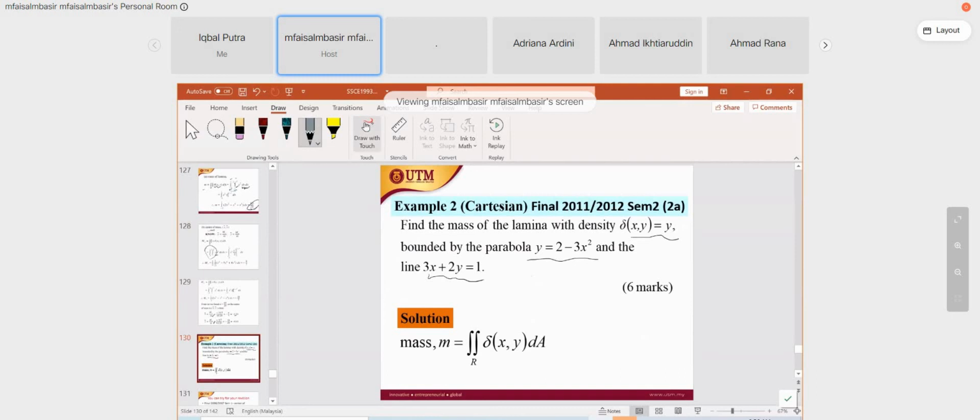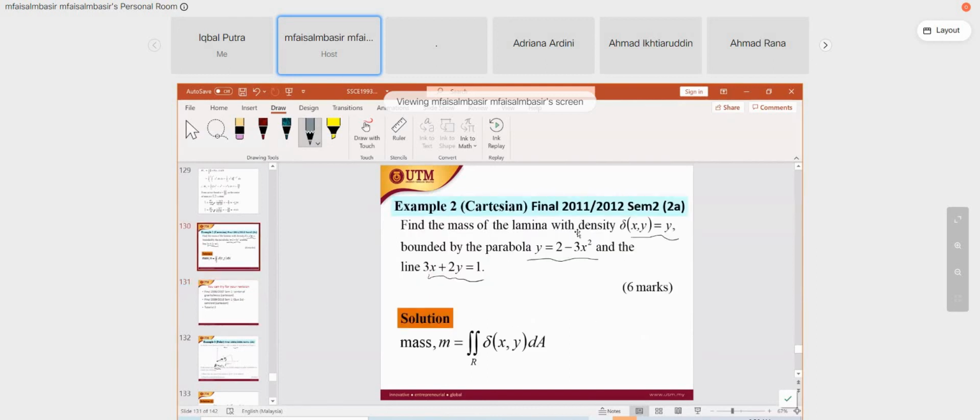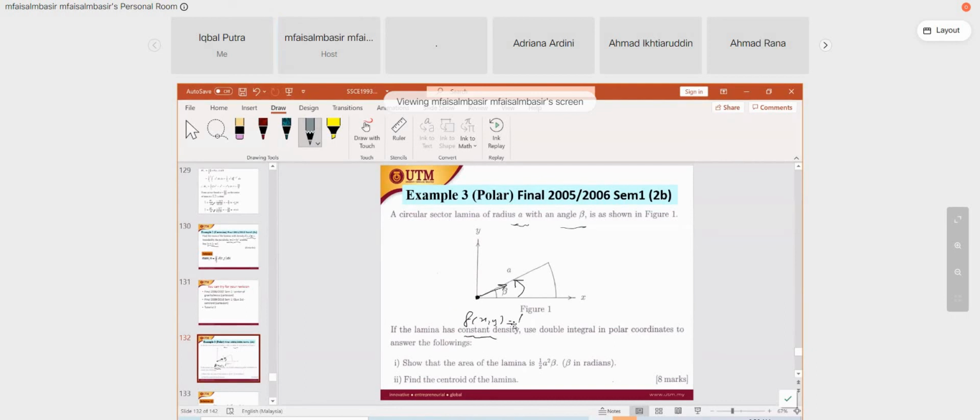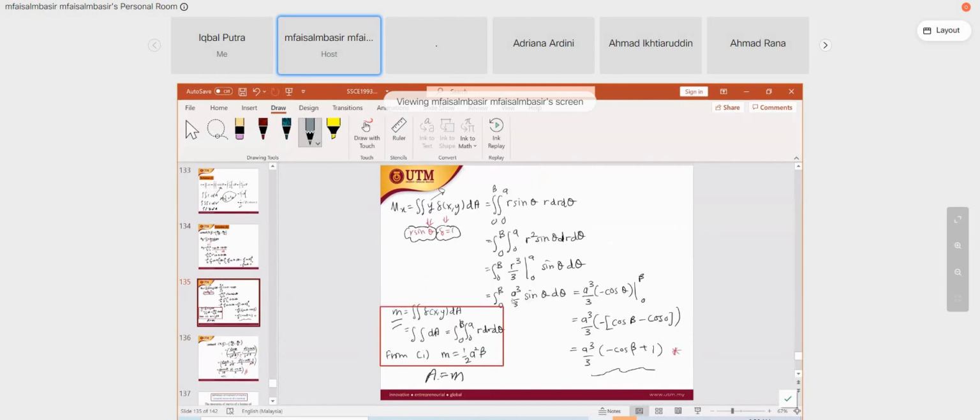Use the next example. It's just the same. You have to sketch this first and find the mass of the lamina. First find the mass. Second, find Mx and My, and find the center of mass. This is not constant density; the density is equal to y. Constant density means equal to 1. It's just the same thing. Try first by yourself, or the solution is already here. If you don't understand, just contact me.